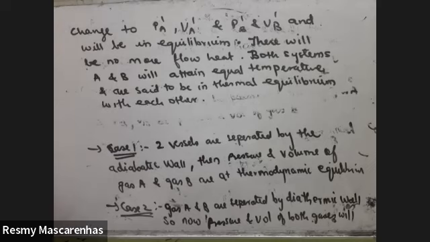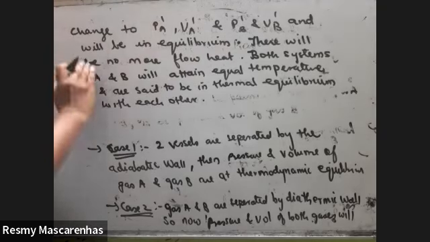Whenever you bring any substance which is at a different temperature from the second one in contact, obviously there will be some flow of heat energy till they come to an equal temperature, and then no more changes will take place, no more heat, and then it is called as thermal equilibrium.